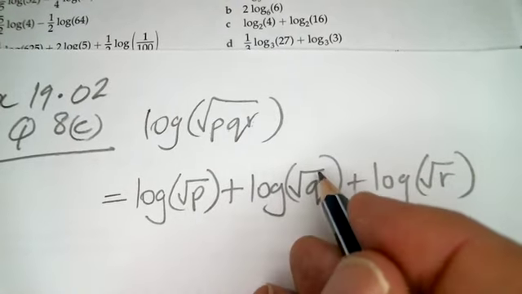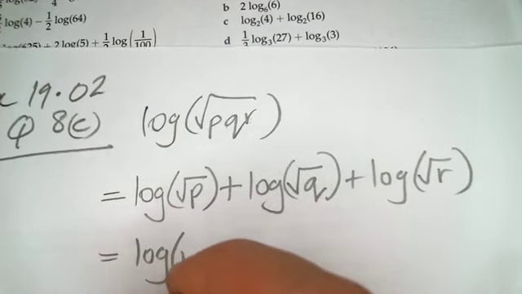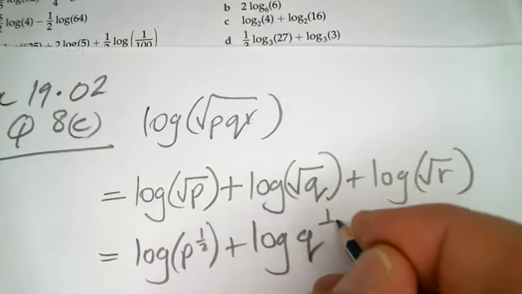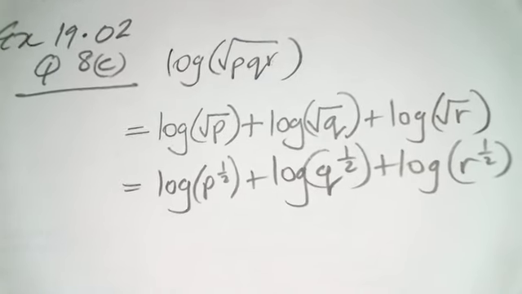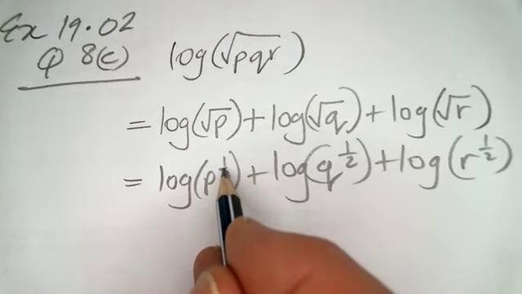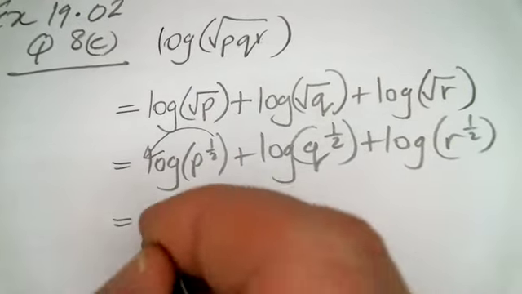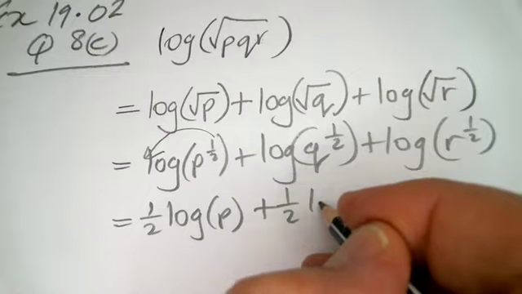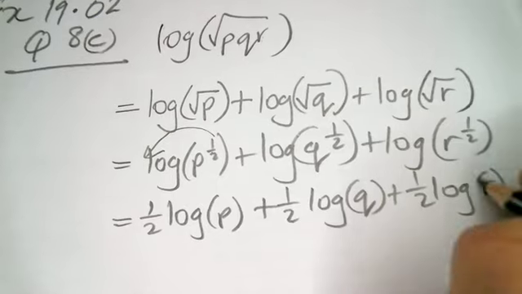Of course, a square root is to the power of a half, so I could rewrite that, if I wanted to, as log of P to the power of 1/2 plus log of Q to the power of 1/2 plus log of R in the same fashion to the power of a half. Now, of course, when we've got an index inside a logarithm, the index we place in front of the log as a coefficient. So I'm going to do that for each of them. So really this is 1/2 log P plus 1/2 log of Q plus 1/2 log of R.